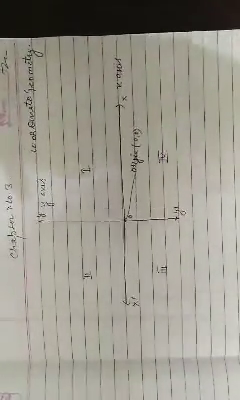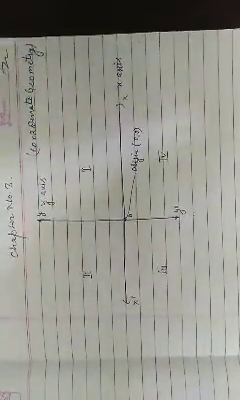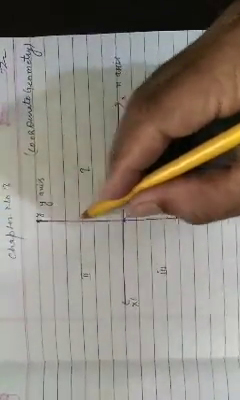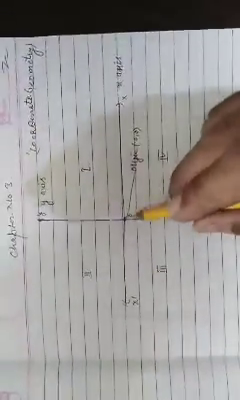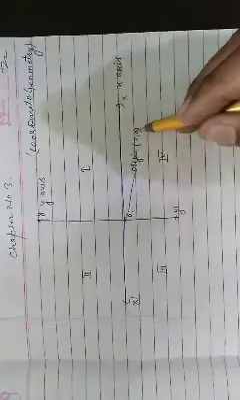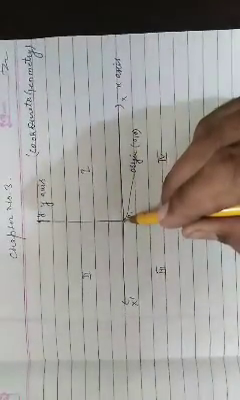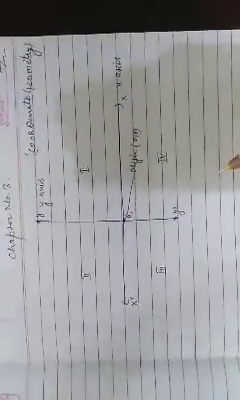Chapter number 3, Coordinate Geometry, Elements of Mathematics, Class 9th. We draw 2 lines. The horizontal line is the x-axis and the vertical line is the y-axis. The x-axis and y-axis meet at O. The coordinates of the origin are 0, 0. The x-axis is negative on the left-hand side of the origin and the y-axis is negative downwards from the origin.